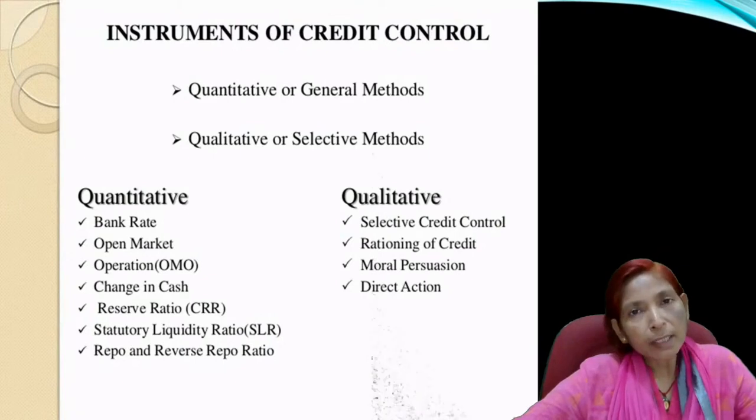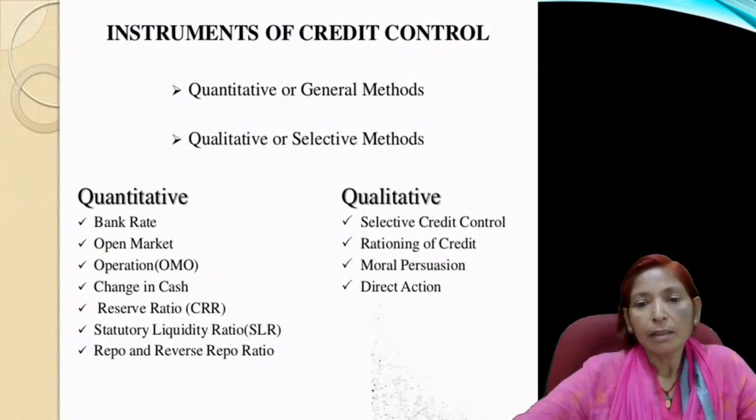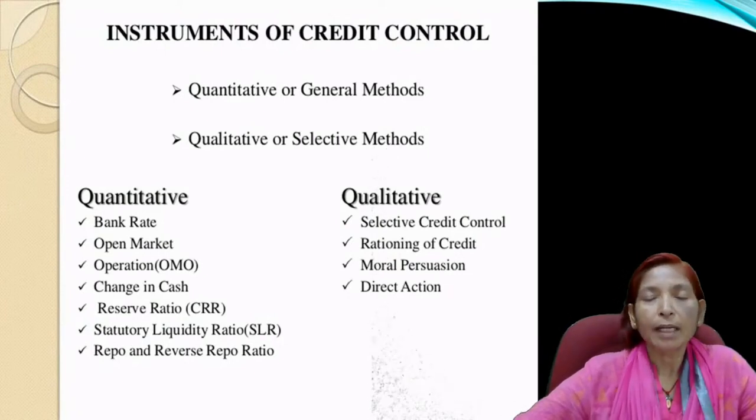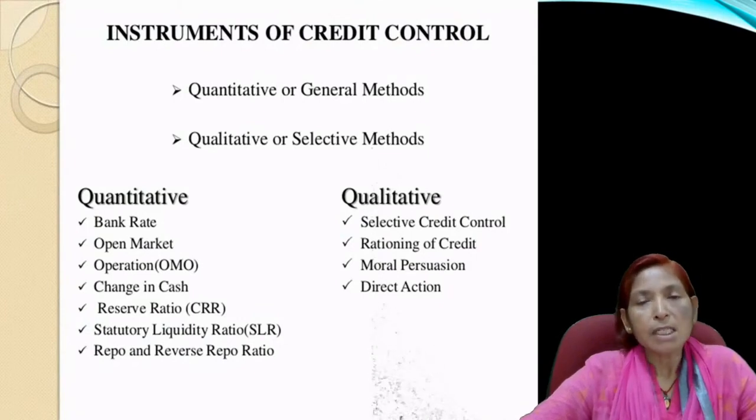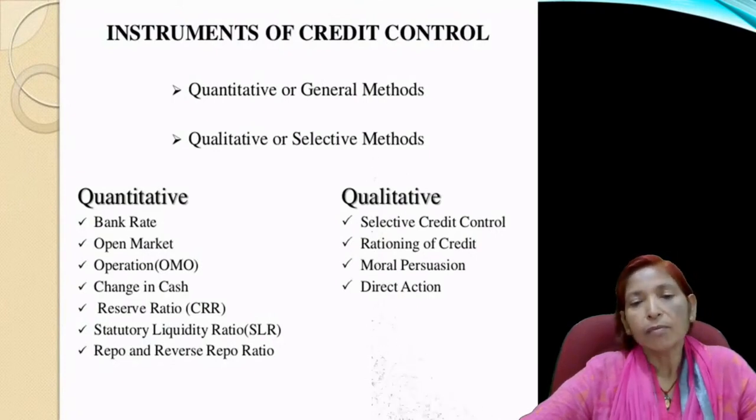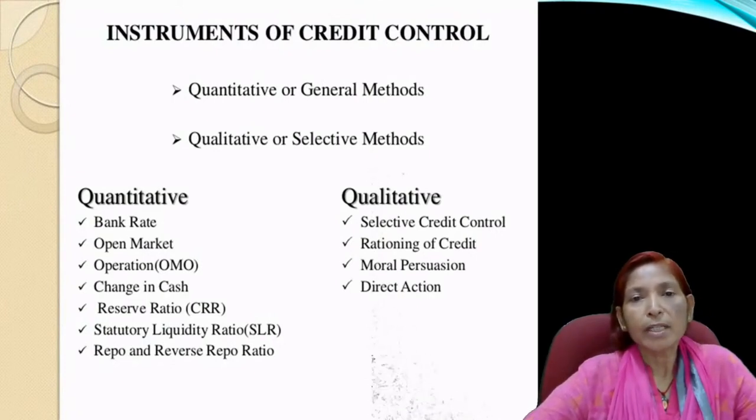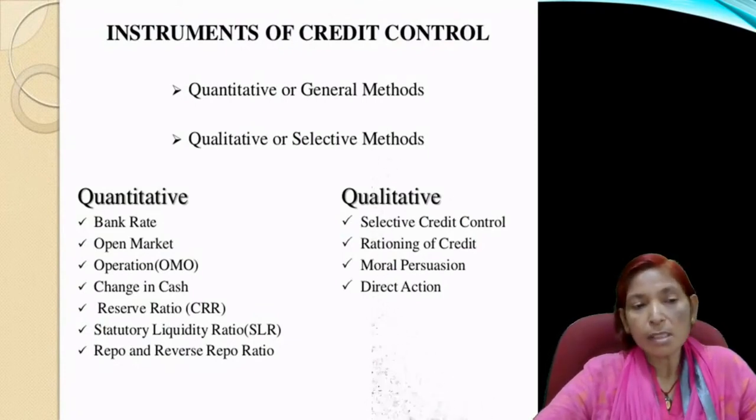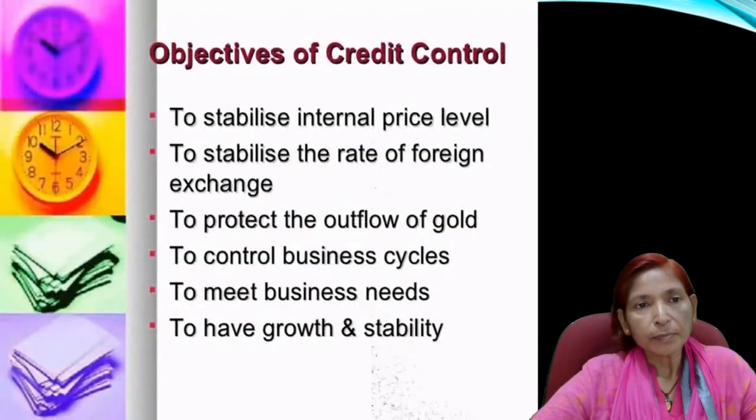And in qualitative credit control instruments, there are mainly four methods from which we can control the credit creation process. Qualitative is also known as selective credit control measures. In this: margin requirements, rationing of credit, moral suasion, and direct action. These are the four qualitative instruments of credit control. Now we will explain all these points one by one.